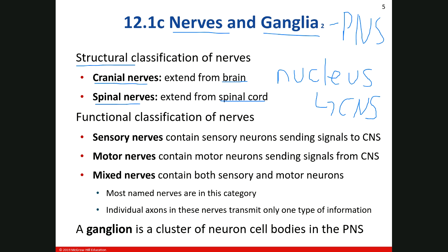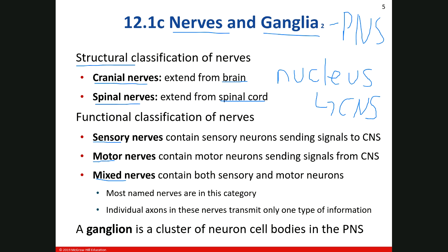So when we get down into the functionality of these nerves, a nerve can either be sensory, which means it's going to be bringing information to the central nervous system. It can be motor, which means it's going to take information from the central nervous system and send it out to an effector organ, or it can be both. It has sensory and motor components.